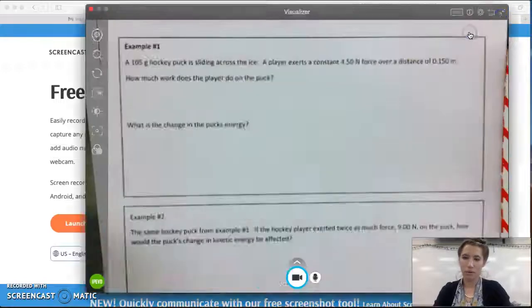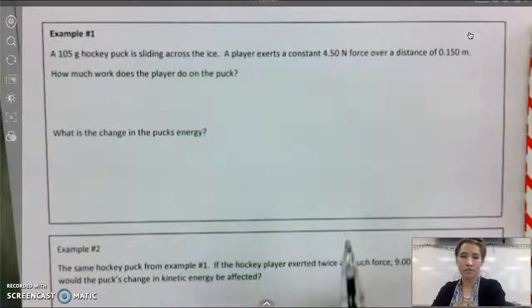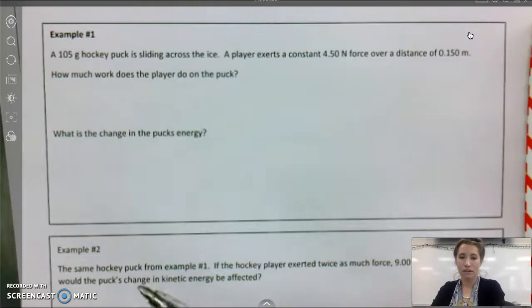Okay, on to our practice problems. A 105-gram hockey puck is sliding across the ice. A player exerts a constant 4.5 Newton force over a distance of 0.15 meters. How much work does the player do on the puck?